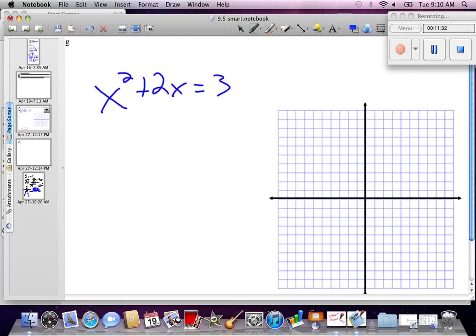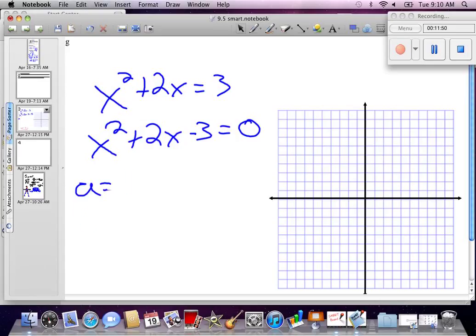Okay. Here's how you do 20, 22, 26, and 30. Pay attention. Okay, so the first thing you're going to have to do is subtract 3 from both sides. Then you get x squared plus 2x minus 3 equals 0. Now we're all set up to go through those steps. First, a equals 1, b equals 2, and c equals -3.